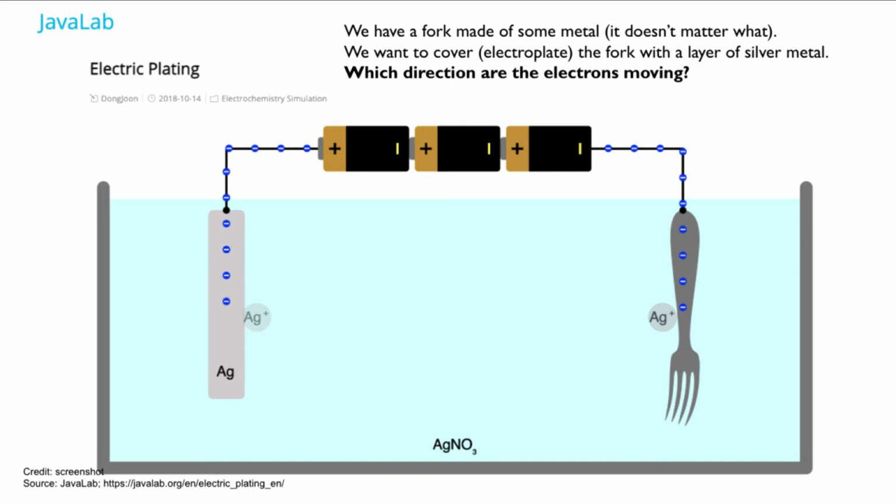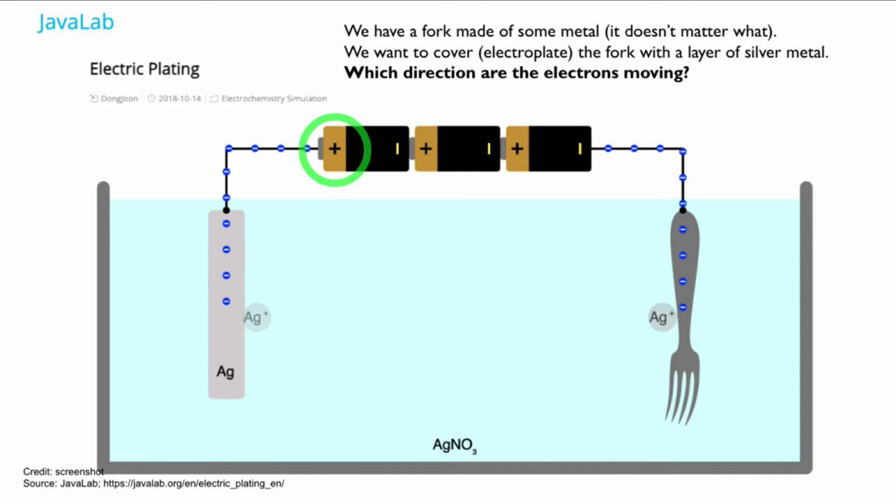So I could set up the fork in an electroplating setup. If you take a look at the screen, this is screenshotted from a simulation that I will link to in the video, but I would like you to try to think about the diagram and look at the way the batteries are hooked up and consider how we think the electrons are moving. So my hint to you is to look at the way the batteries are connected. Think about which direction the electrons are moving based on the batteries. Take about 5 seconds, pause the video if you want a little bit longer to think.